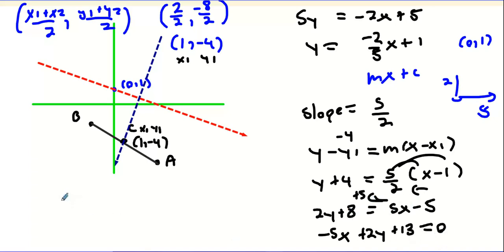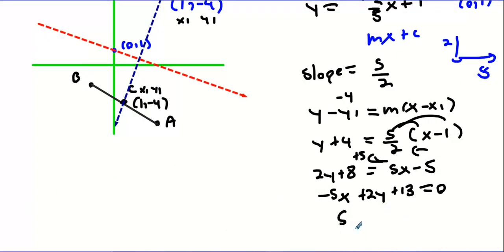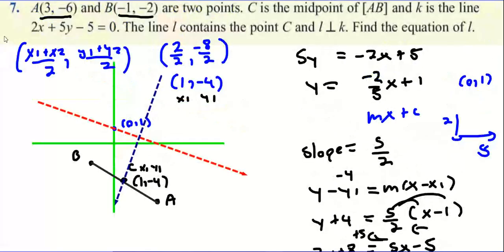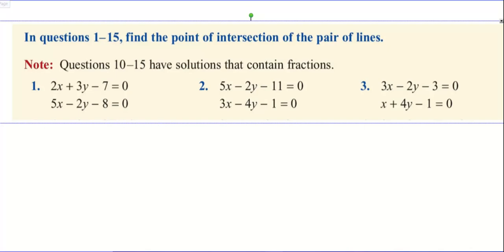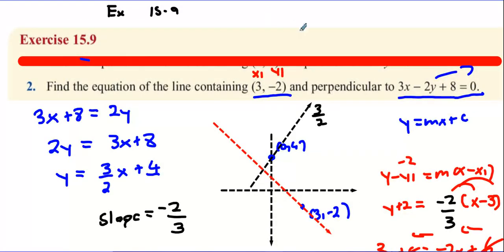That's one acceptable answer. The other acceptable answer would be 5x minus 2y minus 13 equal to 0. Okay, so that's both answers done and dusted. So that's 1, 2, 5, and 7. And that's everything I need to have done on exercise 15.9.